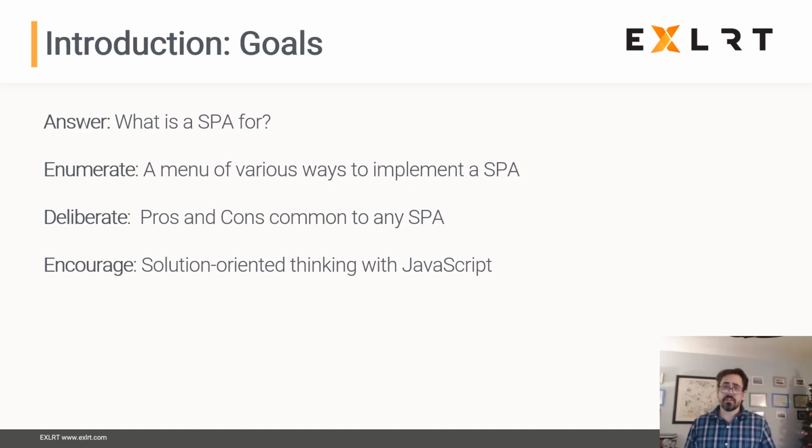So once we've answered that question of what's a spa for, we're going to talk about the different ways that you can implement a single page application. There's not just one way, there's quite a few. So we've got a whole menu of different approaches we can use. And then we're going to deliberate a little bit. We're going to talk about the pros of using single page applications and the cons.